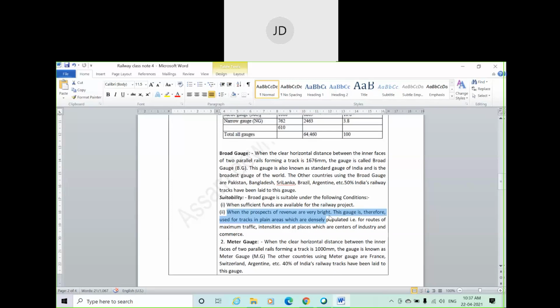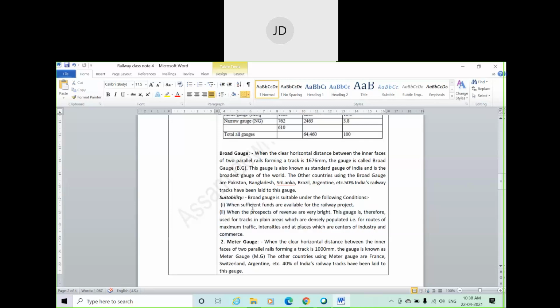Yes. This gauge is therefore used for tracks in plain areas which are densely populated, that is, for routes of maximum traffic intensity and at places which are centers of industry and commerce. Can you get this point?